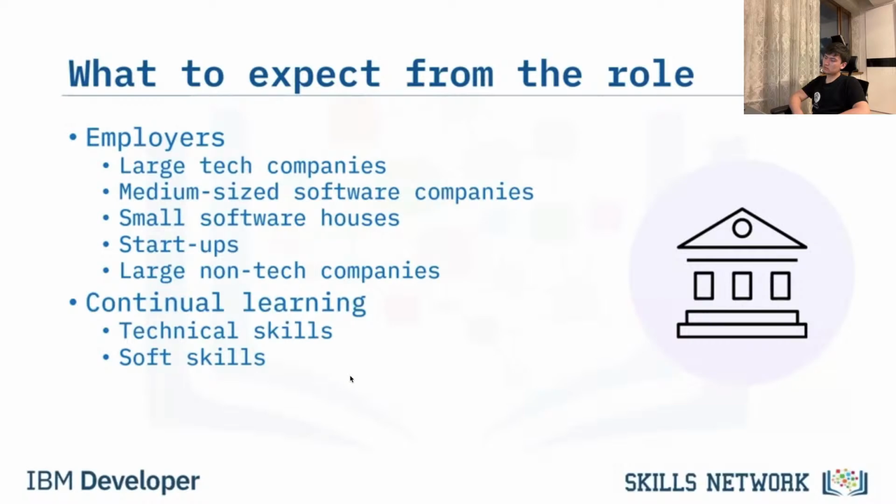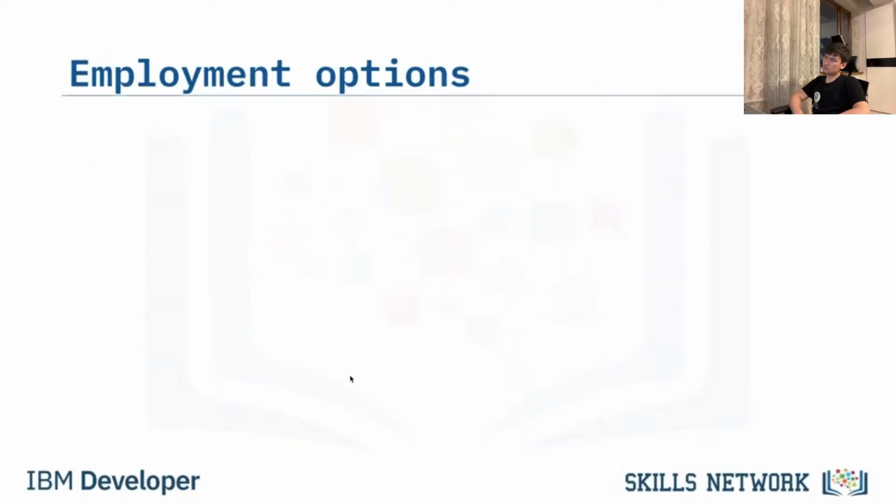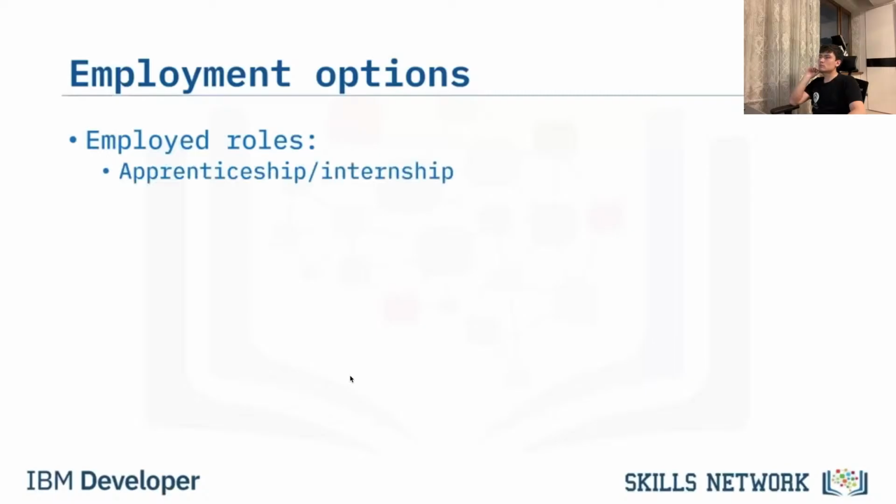Now, in the software engineering world, regardless of your job title, there are different employment options to suit your lifestyle and situation. Employed roles in a company or organization provide stability and a regular income. These can range from an apprenticeship or internship to a part-time role through to a full-time role.